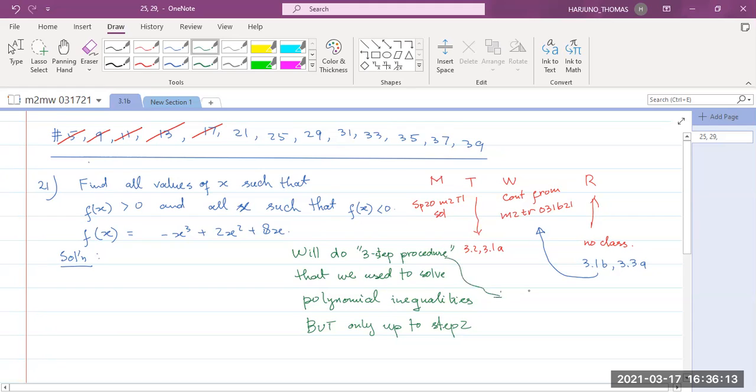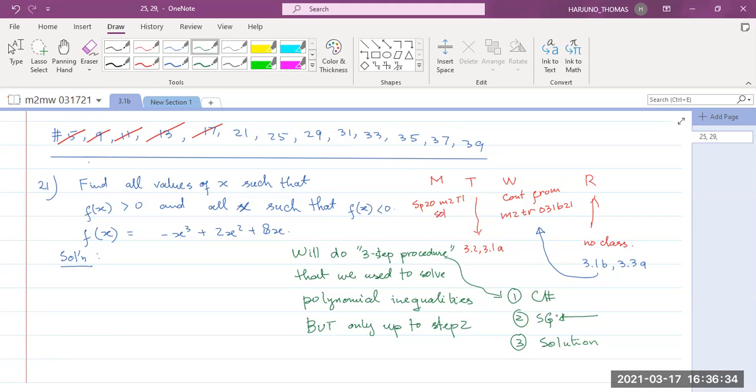The first step, we find the critical numbers. The second step, we do the sign graph. And the third step, the solution. Now, what we really need is the sign graph. Then we proceed with the solution for f(x) greater than 0 and f(x) less than 0. Okay, now let's see. Step 1, we find the critical numbers first.